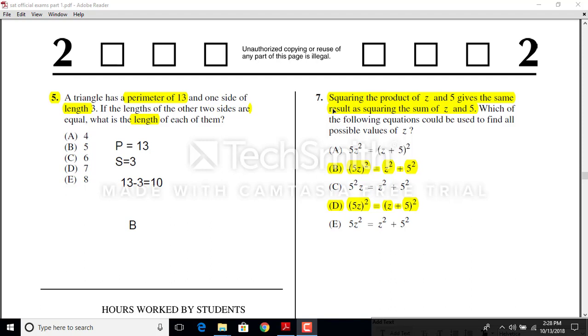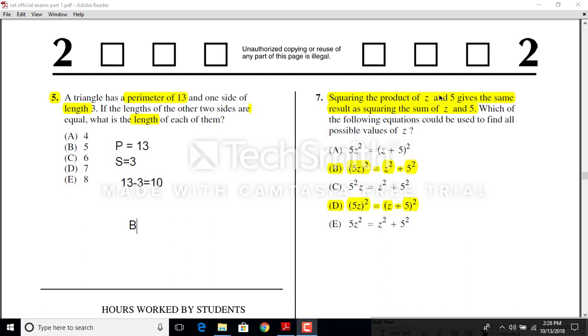Let's go to number 7. Instead of 6, 6 will be solved later. Squaring the product of z and 5 gives the same result as squaring the sum of z and 5. Okay, squaring what? The product of z and 5. Take care, this is the trick here. The product of z and 5.